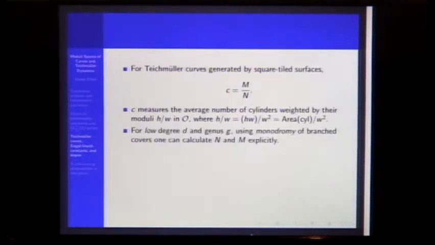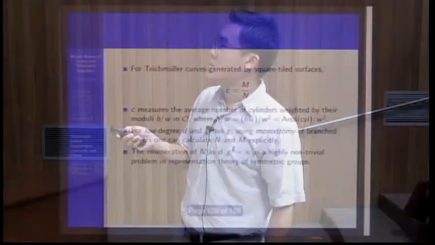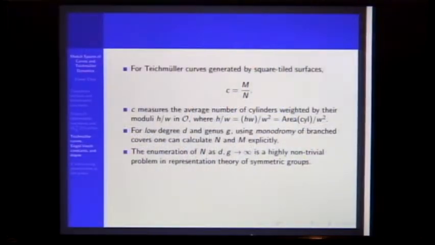Anyways, I mentioned for low degree and genus, you can actually write down, using the monodromy of a branch cover, how many non-isomorphic branch covers there are. So that gives you n. For each one, you can further directly compute this refined Hurwitz number m. So for small d and g, you can do it. But when d and g go to infinity, usually this Hurwitz number counting is a highly non-trivial combinatorial representation theory problem. It's usually related to quasi-modular forms and many other things.